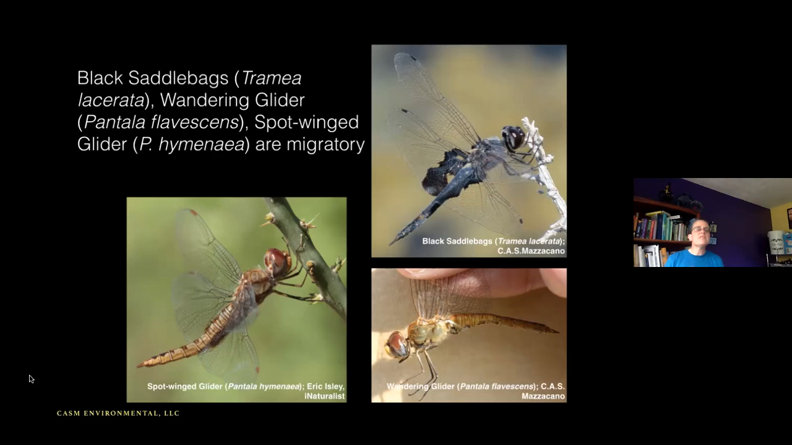And these guys do not like to perch. They just fly, fly, fly, fly. It's hard to get photos of them.